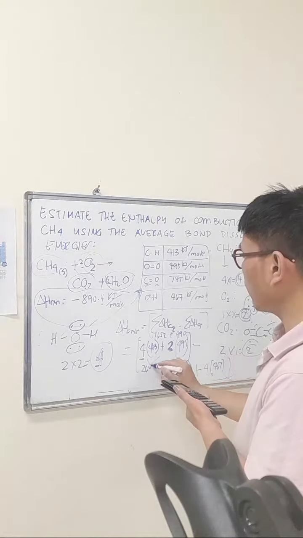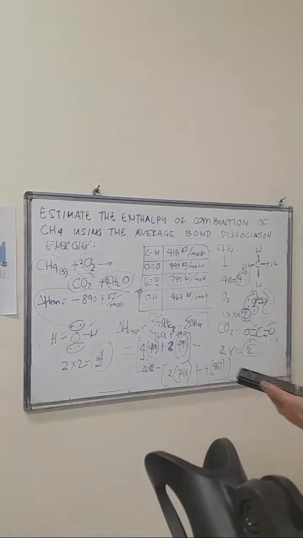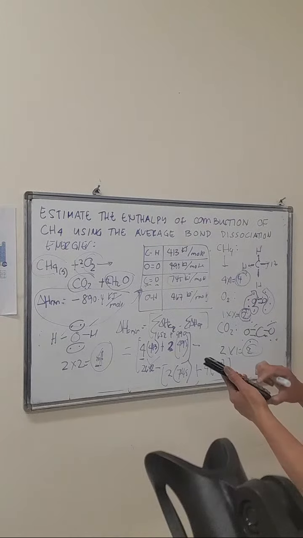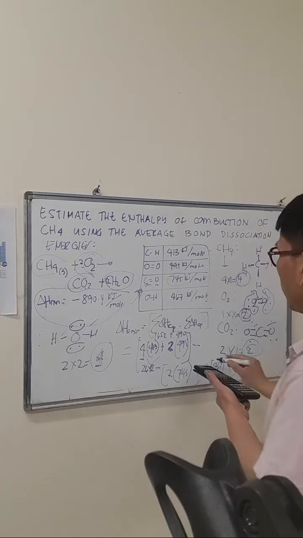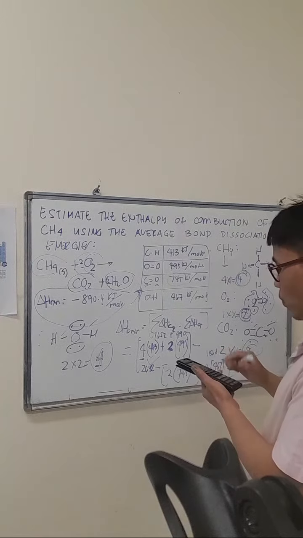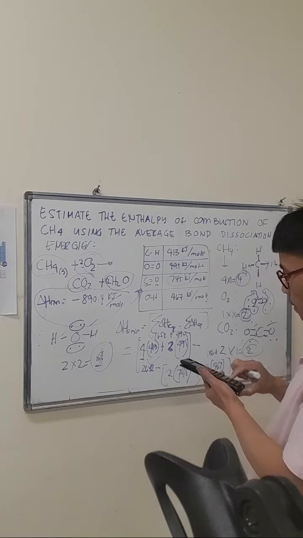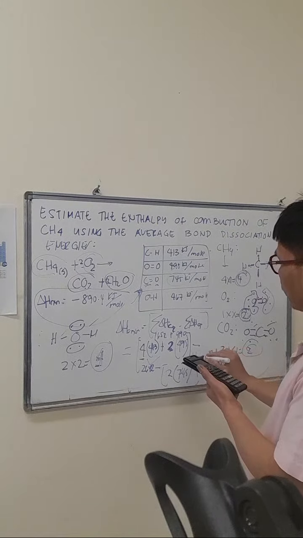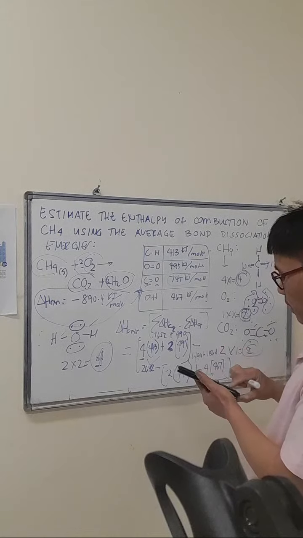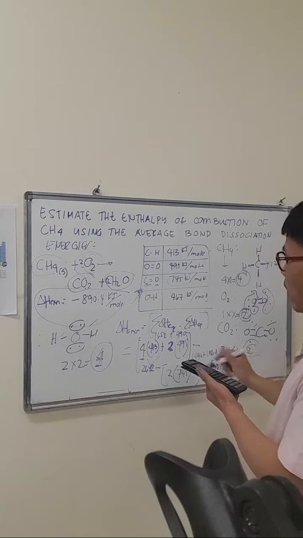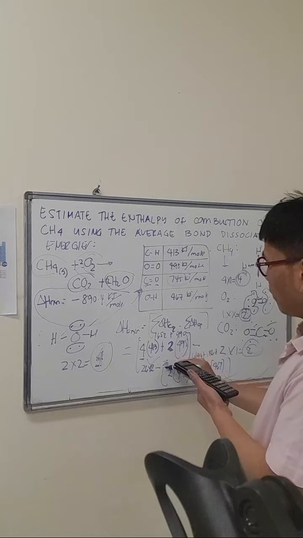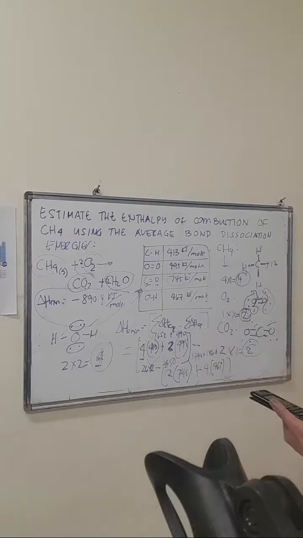That 2642 is for the reactants, minus the products. 4 times 467 is equal to 1868. Then 2 times 745 is equal to 1490, and adding 1868 gives 3358. So it's 2642 minus 3358, which is equal to negative 716.